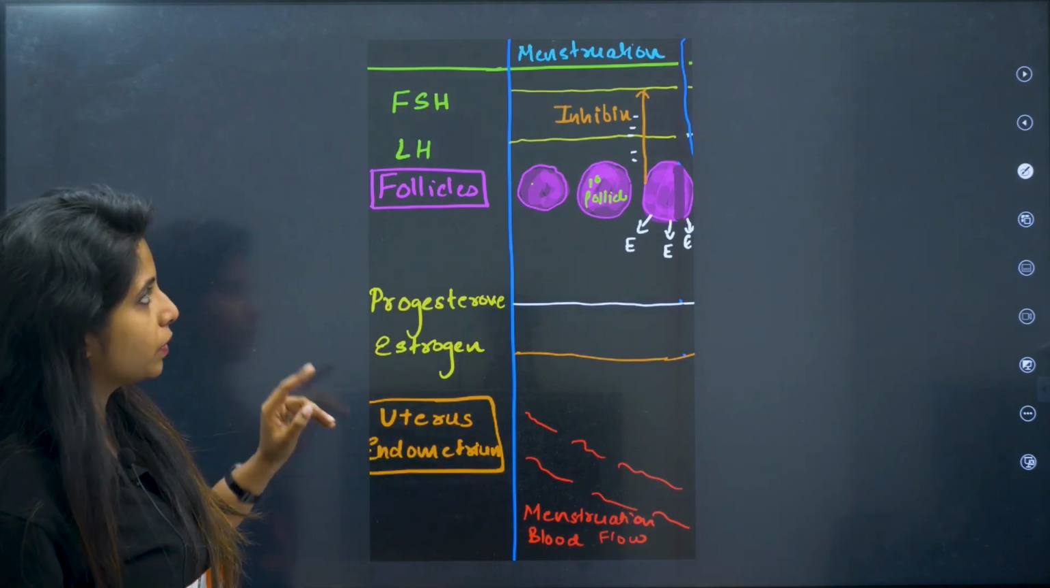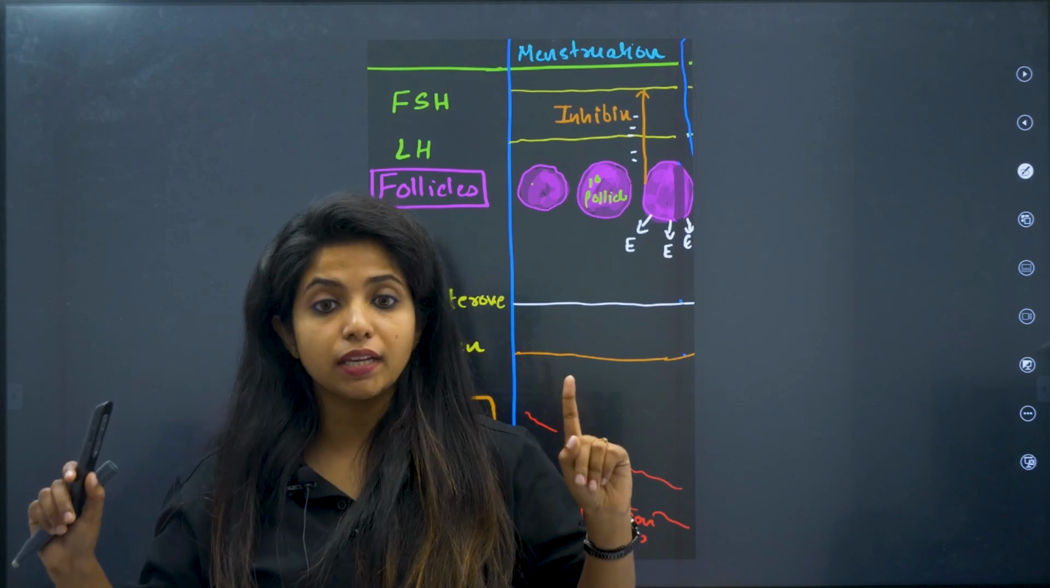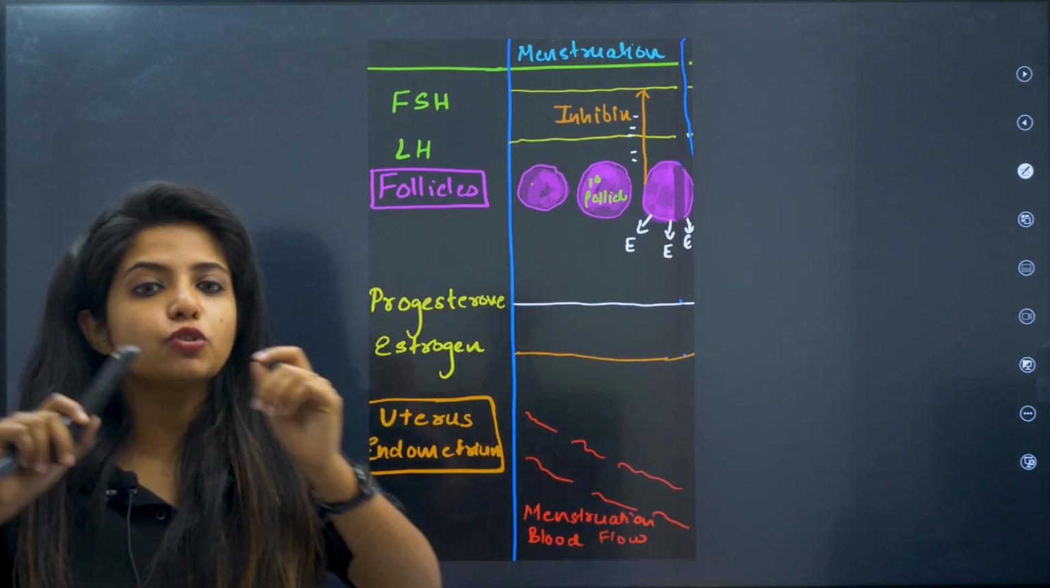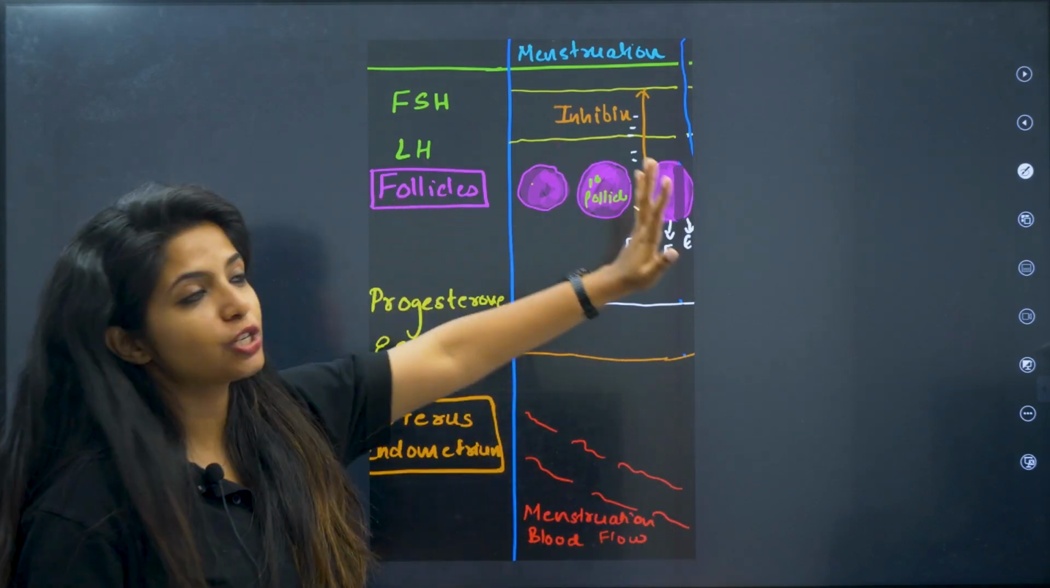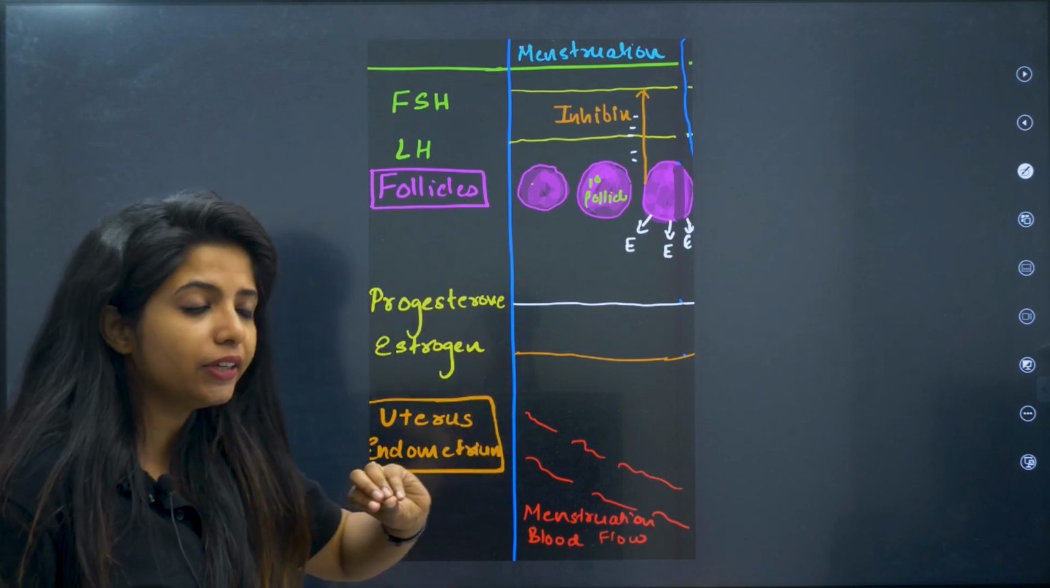Okay, so the first phase of the cycle is the menstrual phase, where the menstruation happens. What happens during menstruation?